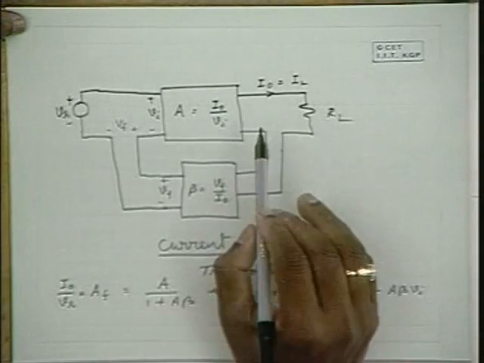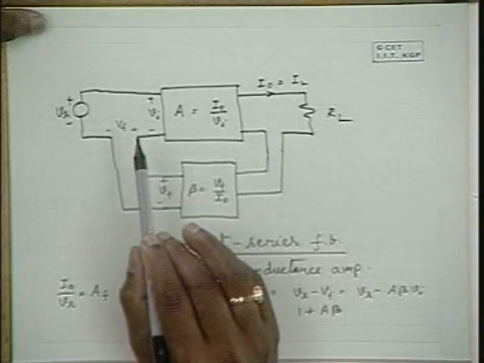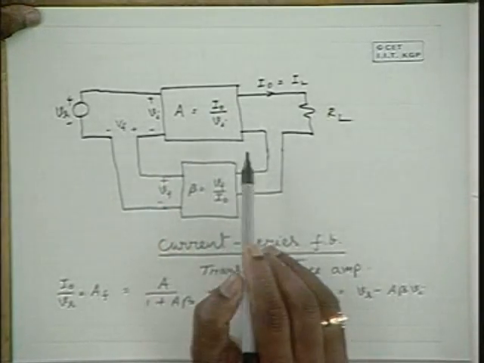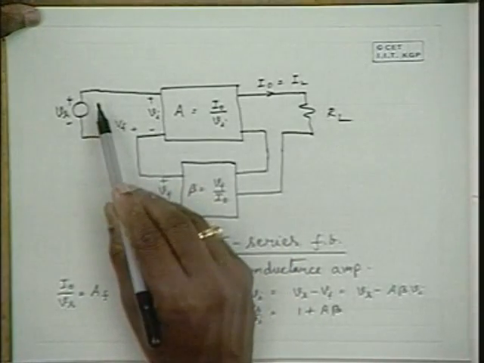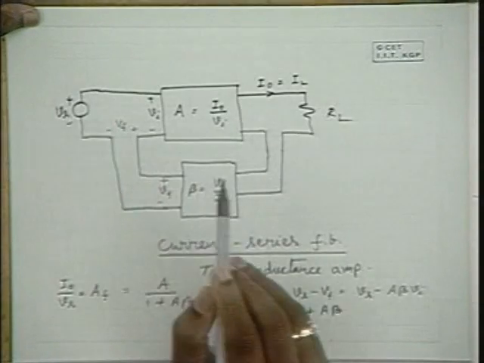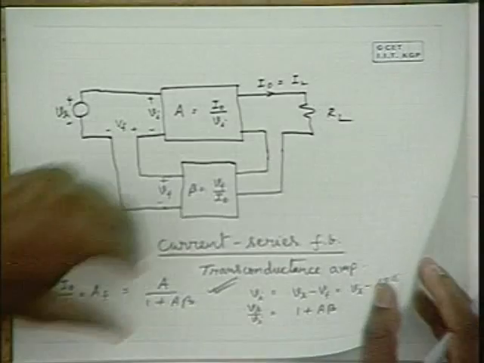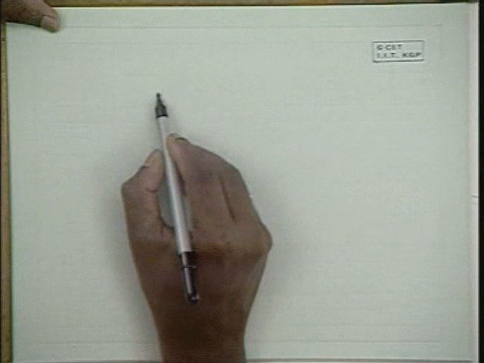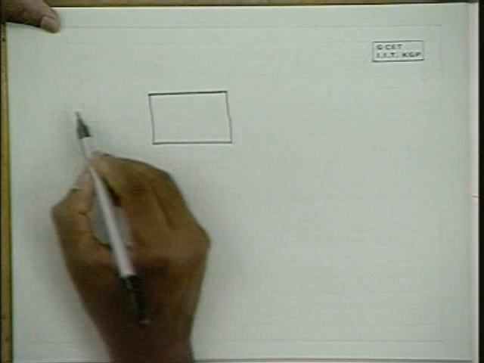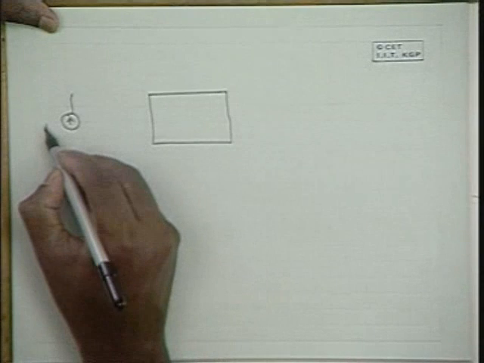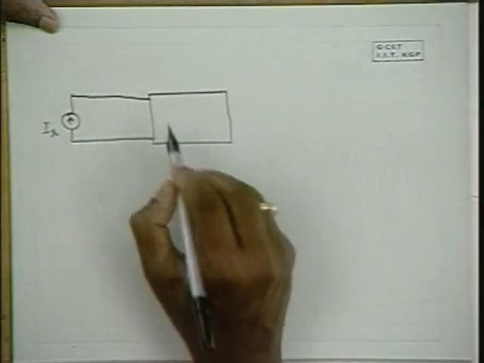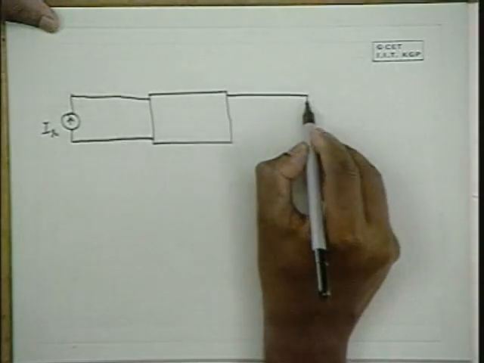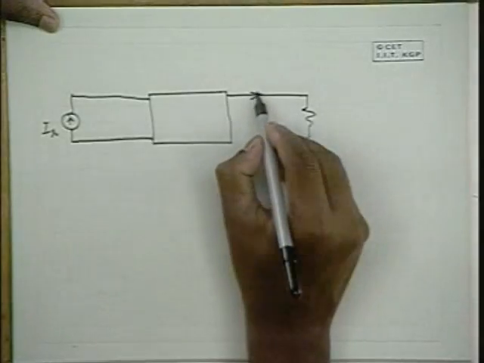Now, if the input signal is also a current signal, that means in the case of a current amplifier, we apply a current in the opposite direction to the input current from the current source. Then the connection can be like this. This is the amplifier with input signal as a current source, applied to the amplifier, and the output signal is a current signal I naught.